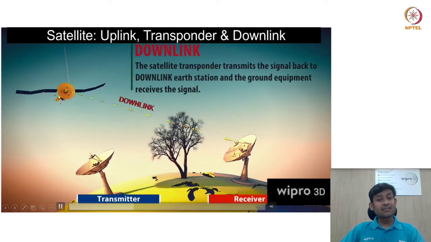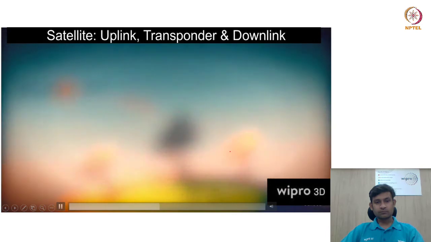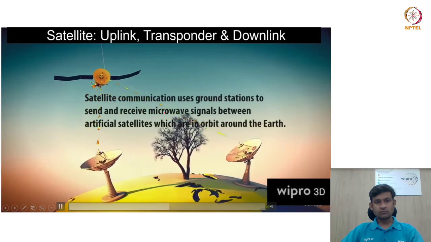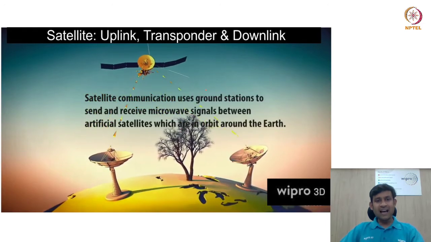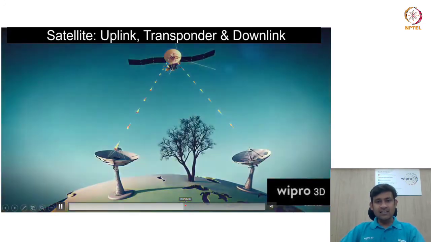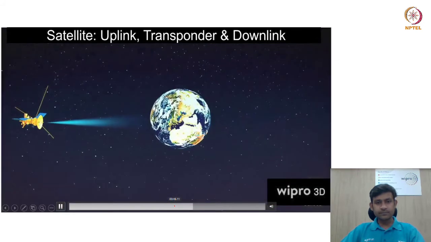And the signal that it sends back to the receiver is called the downlink. So there are three particular stages. One is the uplink, second is the transponder, and then the downlink. So this is how a satellite, while revolving in the orbit, is still keeping into consideration all my factors.